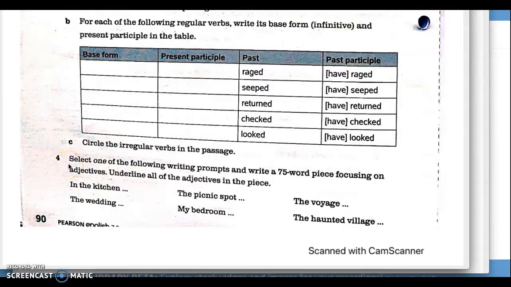Question 4, the last question for today, is to select one of the following prompts and write a 75-word piece focusing on adjectives. So again, adjectives become the central thing for question 4. So then you will underline all the adjectives in the piece that you have written, okay? So this is your sentence starter. So you will start in the kitchen, the picnic spot, the voyage, the hunt, the village, whatever you decide to choose, but using lots of adjectives and underlining all the adjectives when you're finished, okay?